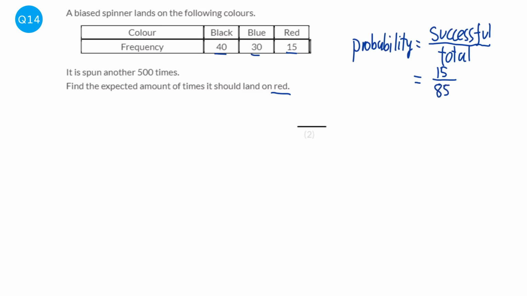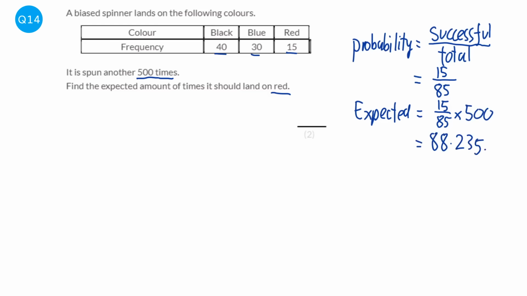Okay, now to find the expected amount, it's just the theoretical probability, which is 15 over 85, times the amount of trials, where it says it's spun 500 times. We just go times it by 500. And we get the answer of 88.235, blah, blah, blah. And we're always going to round that down. Okay, so if it's 88.9, we're always going to round it down to 88. Only when it gets to 89 do we write 89. So our answer is that we're expecting roughly 88.